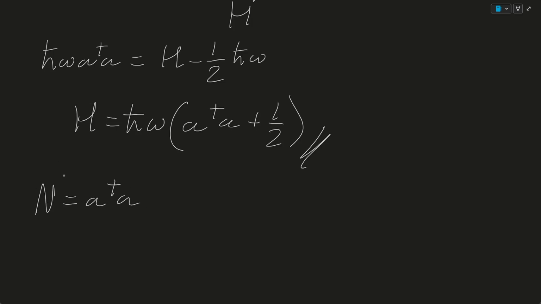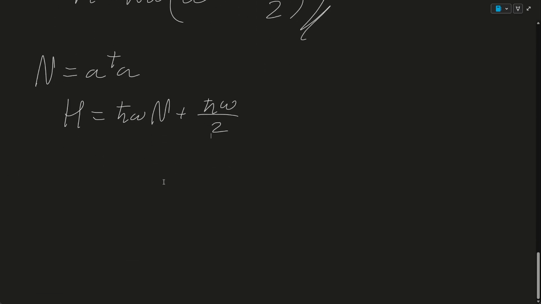And this is the number operator. And H is just a linear function of this. Obviously, it's mx plus c. H is equal to ħω n plus ħω over 2. Well, it is fairly clear then that solving for eigenvalues of n gives you eigenvalues of H, which is lovely.